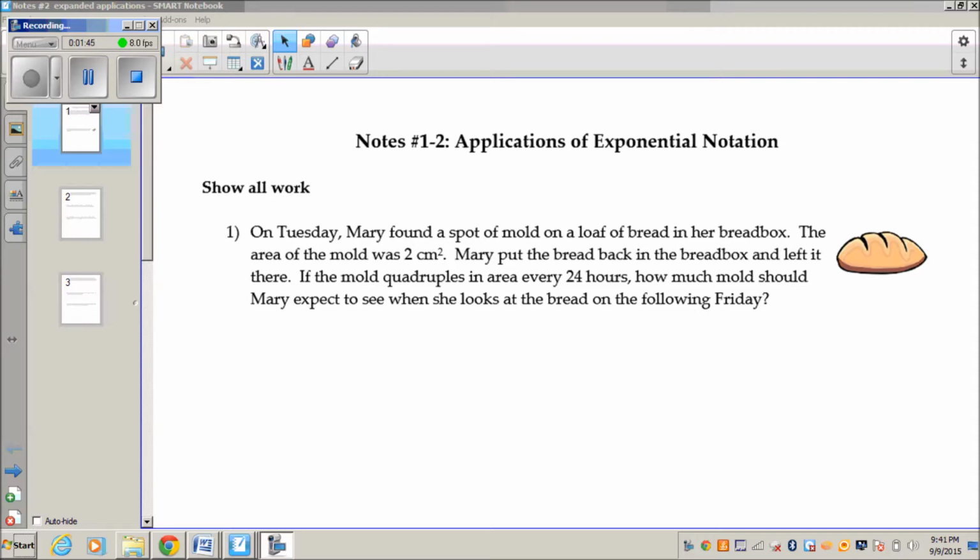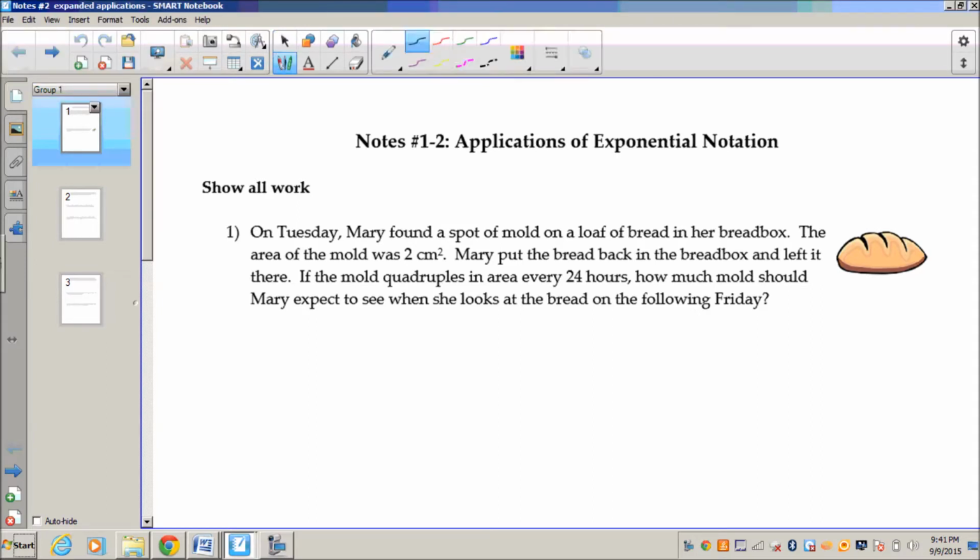Let me read this again to get more detail here. On Tuesday, Mary found a spot of mold. So here I'm going to highlight for myself that on Tuesday, Mary found mold on bread in her bread box. The area of the mold was 2 square centimeters. So this is how much mold we're starting with. Mary put the bread back in the bread box and left it there.